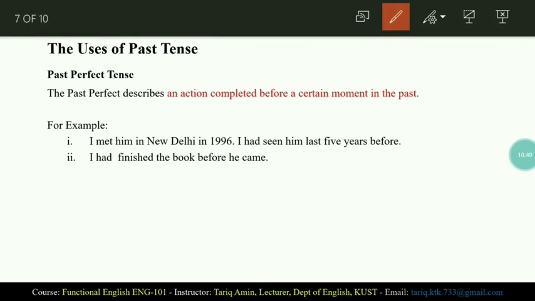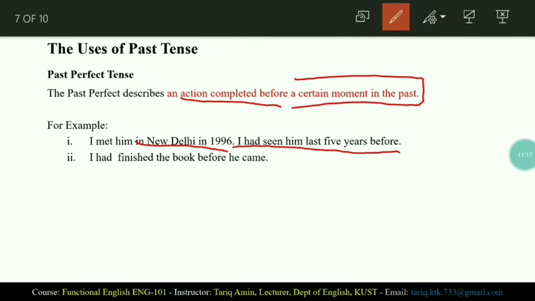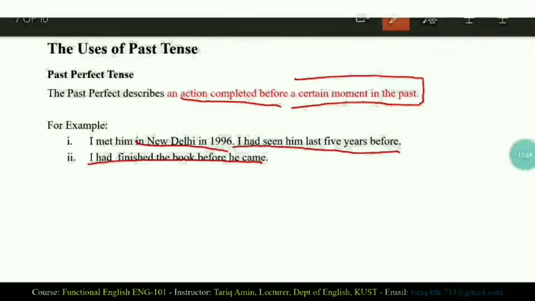Now, past perfect tense. The past perfect describes an action completed before a certain moment in the past. It is used to describe an action that was completed before a certain moment in the past. How? For example, I met him in New Delhi in 1996. When did I meet him? I met him in New Delhi in 1996. I had seen him last 5 years before. I had finished the book before he came. And these are the examples of past perfect tense, where they indicate an action that was completed before a certain moment in the past.